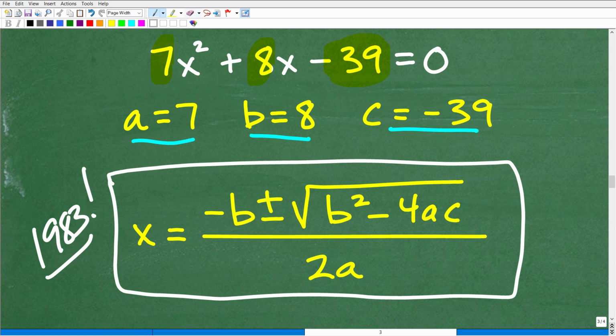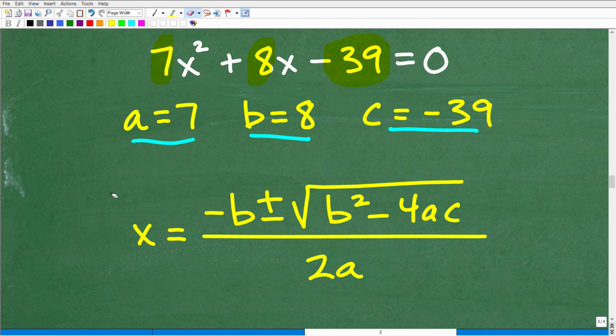Anyways, there are certain formulas that you want to commit to long-term memory, and this is one of them. So we have our a, b, and c values. What we want to do is very carefully replace these respective variables with these values and then simplify the remaining expression to solve the quadratic equation. All right, so let's go and do that right now.